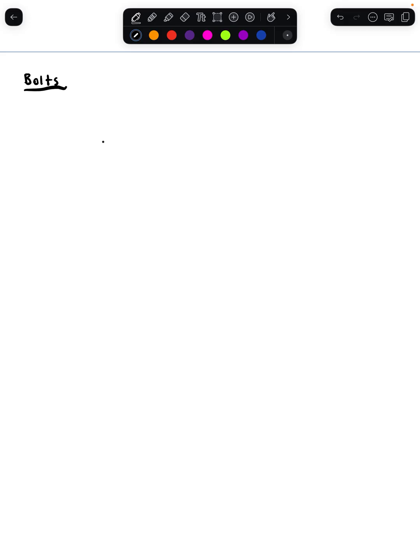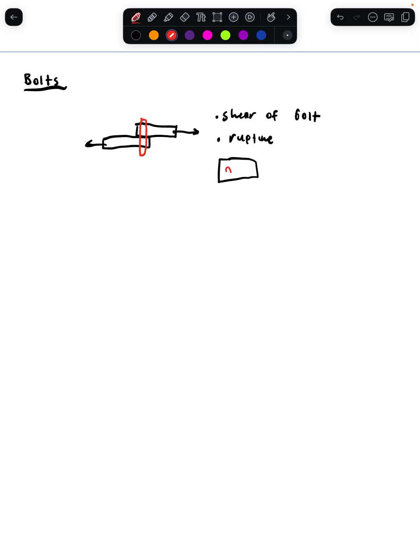You can have two plates that are bolted together under a shear force, and for this you would just have to solve for things like shear of the bolt, rupture, and that would be of the member. So if we look at it from the top, rupture would be if the member fails along that line.